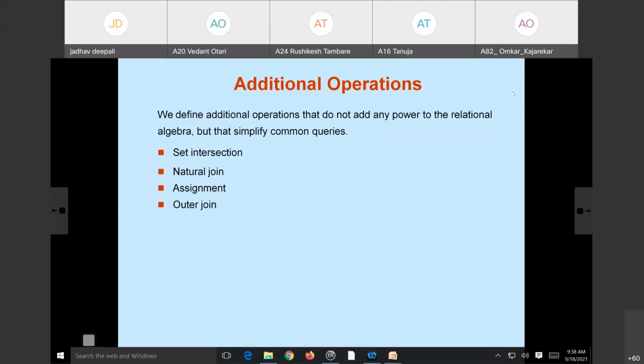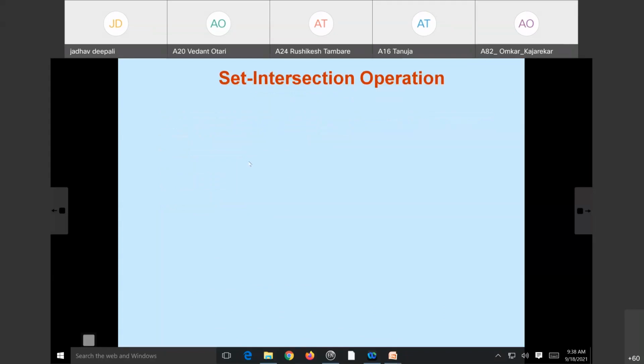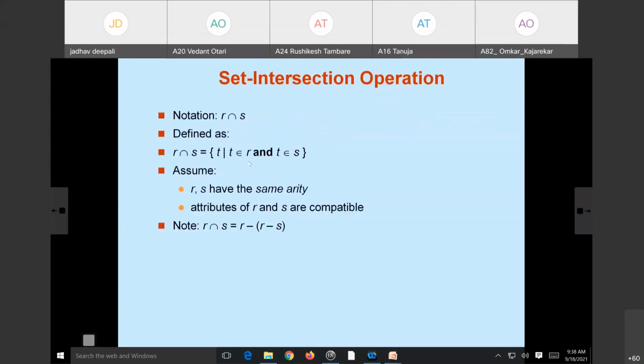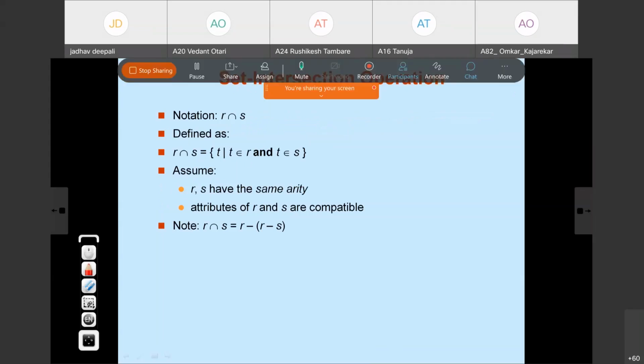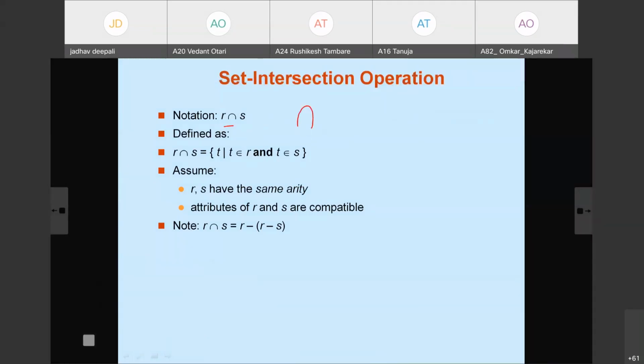First we start with set intersection. As in mathematical notation, it is denoted by the intersection symbol, the same mathematical symbol used here. R intersection S is the set of tuples t where t belongs to R and t belongs to S, meaning t should appear in both relations.